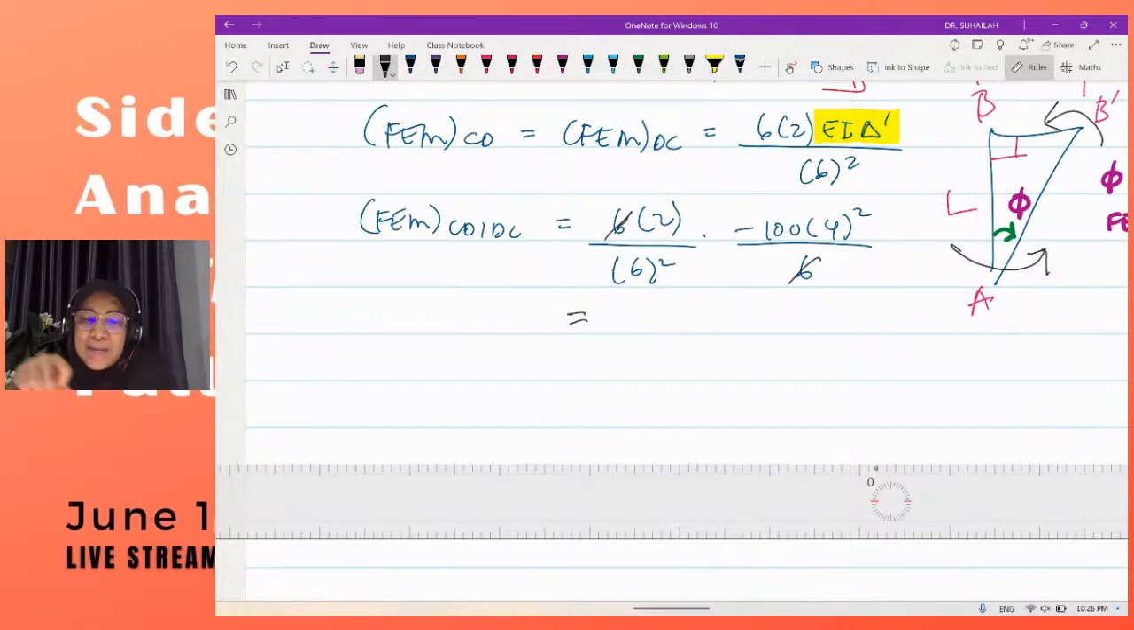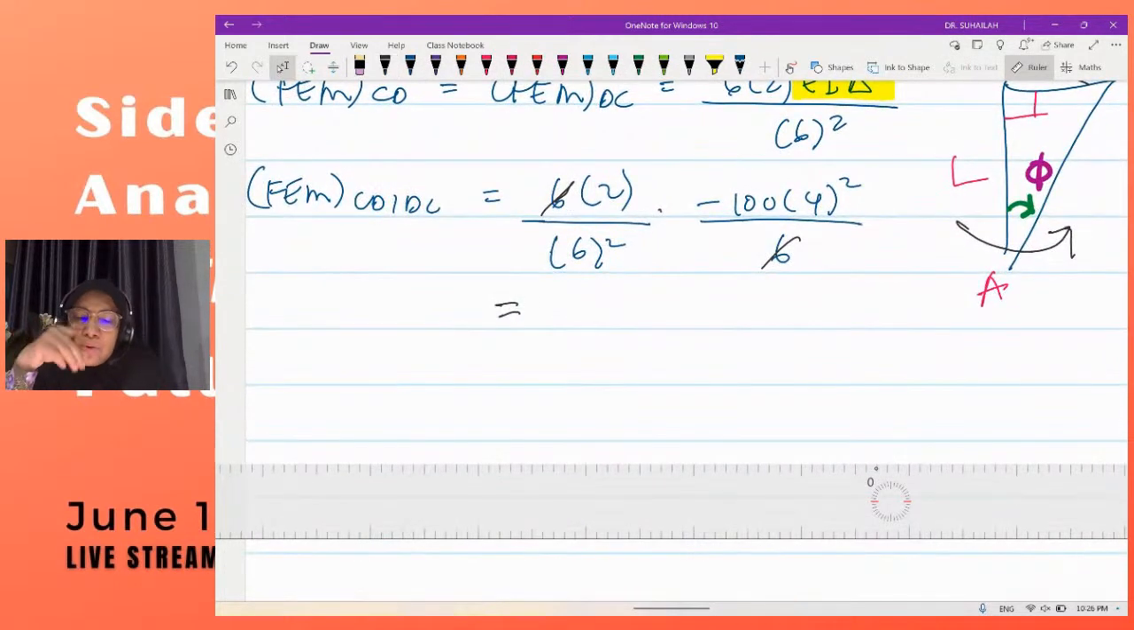Please calculate this. It is 2 times 100 times 4 squared divided by 6 squared. This is actually a ratio. So we want to identify the ratio between column AB and column CD.